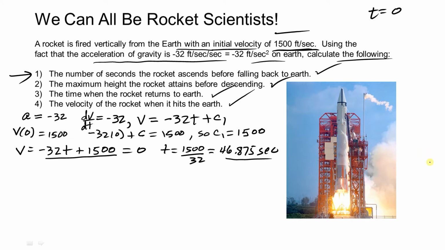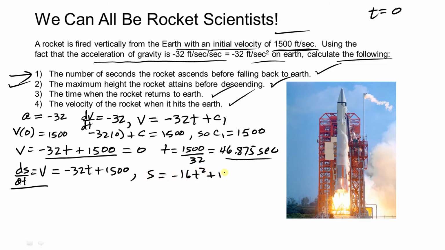Now we want to calculate the maximum height of the rocket, so we have to solve for s. Since ds/dt is equal to the velocity, ds/dt is minus 32t plus 1,500. Taking the antiderivative of ds/dt, we get that s is minus 16t squared plus 1500t plus a constant C2. To solve for C2, we know that s at 0 is equal to 0. In other words, it starts on the ground. So we get minus 16 times 0 squared plus 1500 times 0 plus C2 equals 0. So C2 is equal to 0.